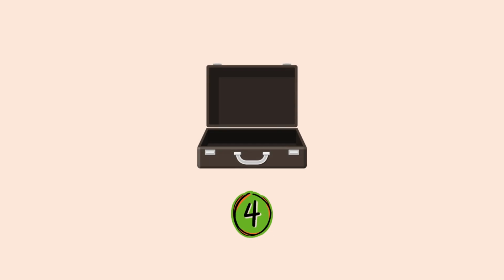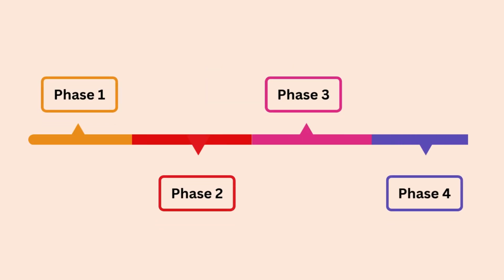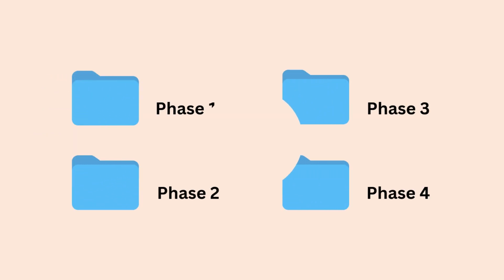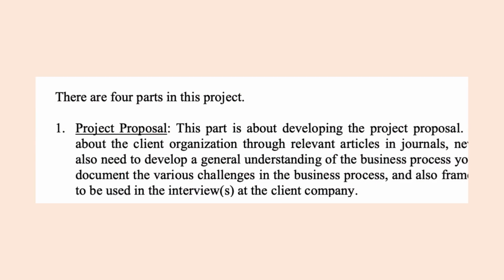As for the 4th case, since it is a semester-long project with multiple phases, you should create subfolders for each phase or part. The name of each subfolder should reflect the content of each phase, which you can usually find in the case instruction. For example, if the case instruction specifies that you are required to submit a project proposal during Phase 1, then you can name the folder Part 1 Project Proposal.